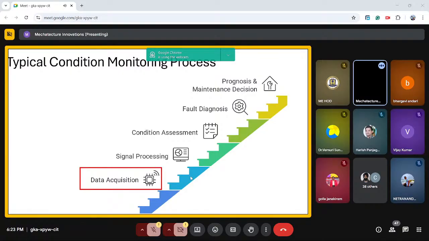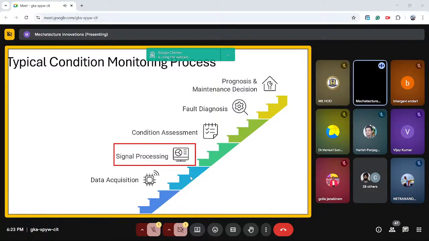And how can the acquisition be done? Through some sensors. Vibration data is collected through the sensors, and this is the data we have. So the first step is using a sensor and collecting the data. Once that is done, then comes the signal processing.